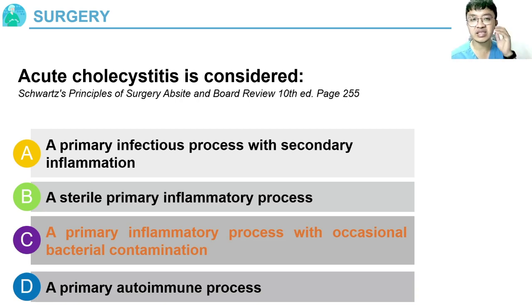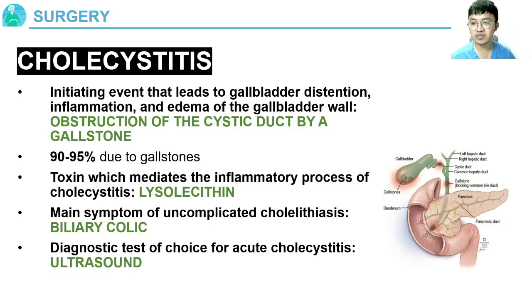Again, not all cases of cholecystitis have infection or bacterial contamination. However, it is very difficult to identify which patients have an infection. So that's why in patients with acute cholecystitis, even if you have not confirmed infection, you should give antibiotics, because it's very difficult to identify which patients have bacterial contamination and which patients don't.